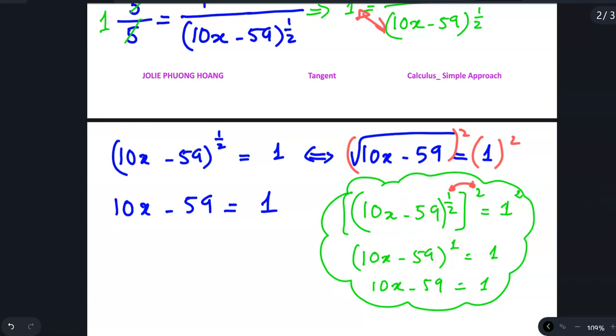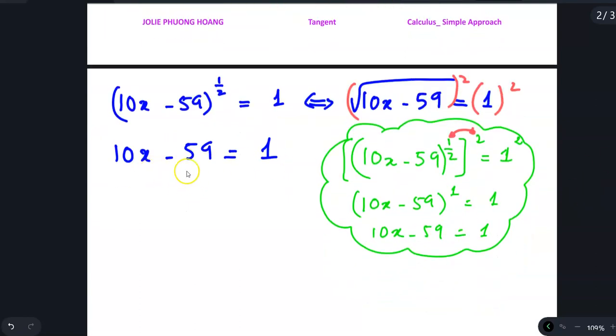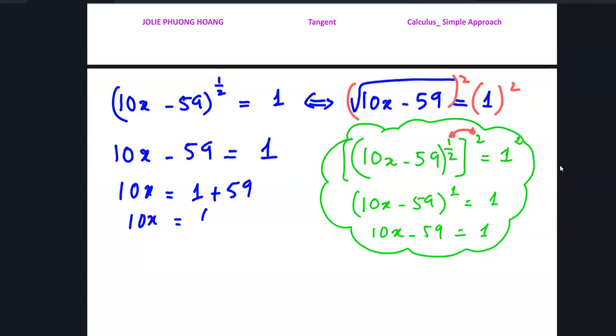From here, it's easy for me to solve this equation. I am going to put 10x on this side, so it will be 1 plus 59. So 10x is equal to 60, so x is equal to 60 divided by 10. So x is equal to 6.